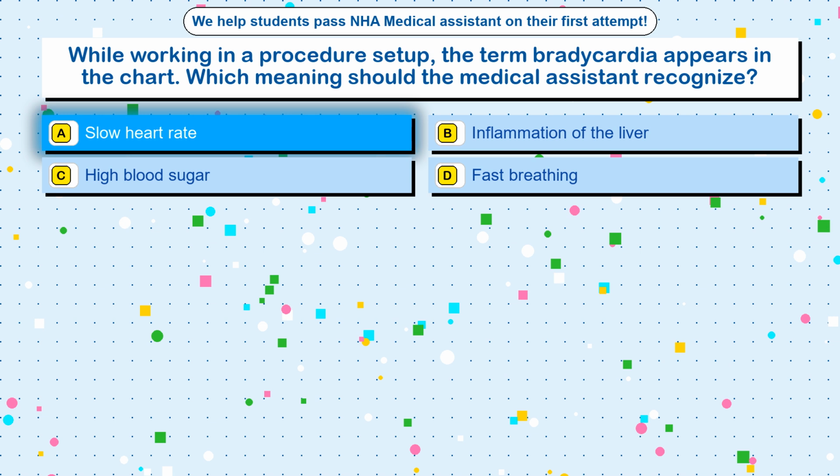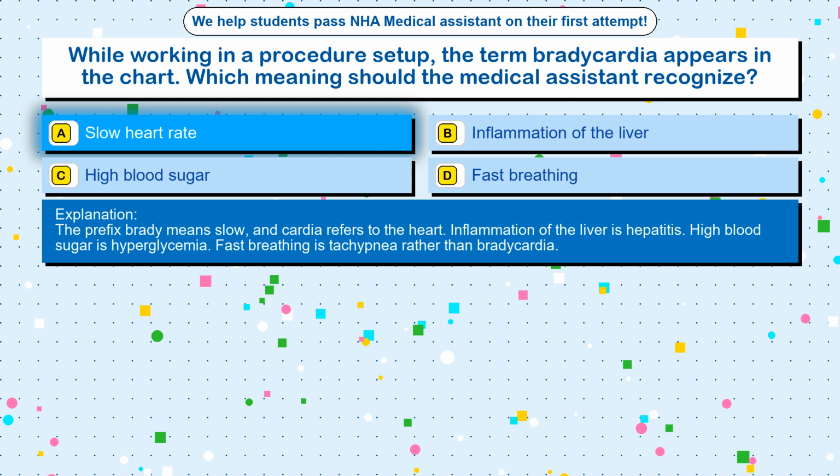Slow heart rate. The prefix brady means slow, and cardia refers to the heart. Inflammation of the liver is hepatitis. High blood sugar is hyperglycemia. Fast breathing is tachypnea rather than bradycardia.